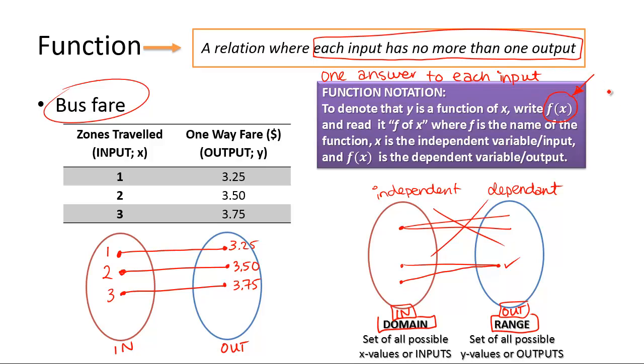F is the name of the function, so you could see something like h of x if it's a function of height in terms of x, or better yet, it could be height in terms of time. The thing in the brackets is always your independent variable. The thing out front is describing what the output is, the dependent variable. So x is the independent, or the input, and f of x in total is the dependent, or the output. So a function can be referred to as an input-output system where every input has a unique output.